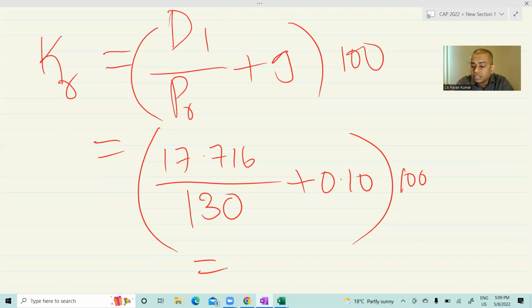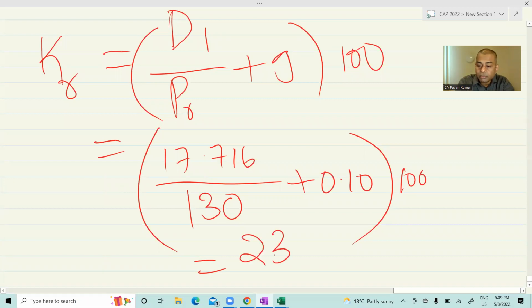$23.63. Shamil is saying, Sriraj is saying same thing. Very good. 23.63. Very good. So this is KR.